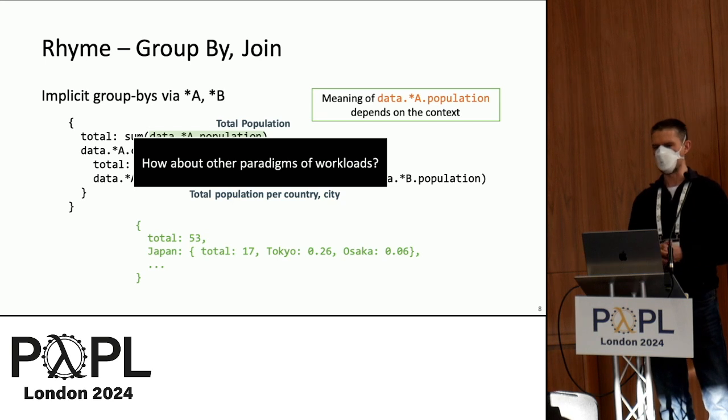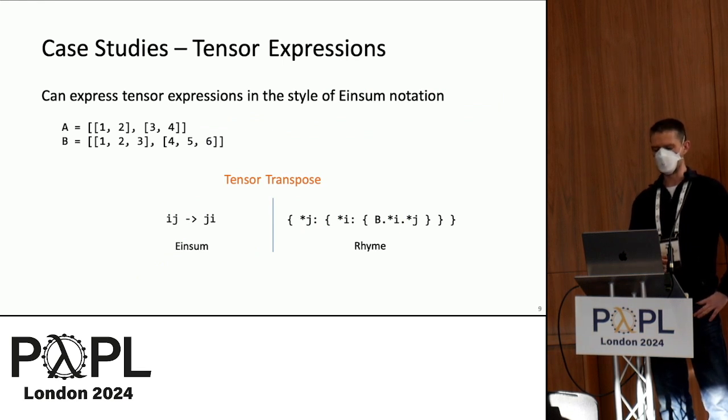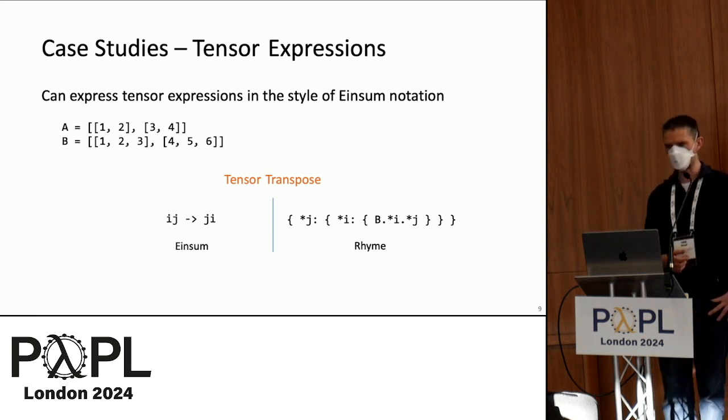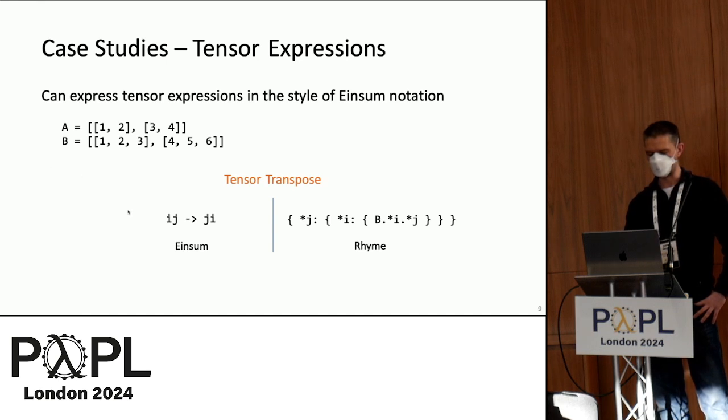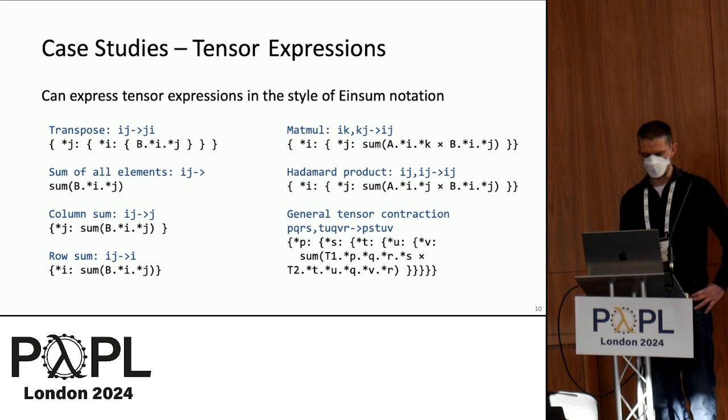So how about other paradigms, right? We talked about JSON so far. Maybe we're interested in tensor computations, okay? And for tensor computations, one thing that's popular in ML frameworks, for example, is this Einstein sum notation, where basically, say we want to do a matrix transpose, we just specify an index space transformation, right? So index space ij should be transformed to index space ji. And we can express basically the same thing in rhyme using these logic variables, okay? We can say compute a new object with outer keys j and inner keys i, taken from our input data b indexed with first i and then j, okay? That's a matrix transpose.